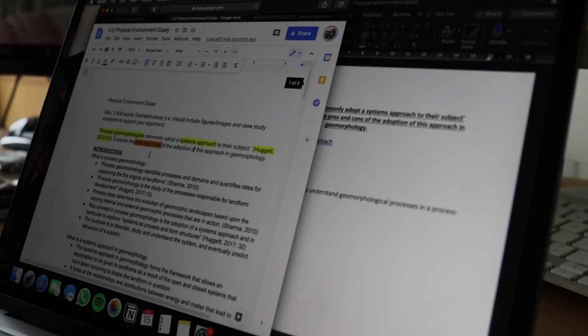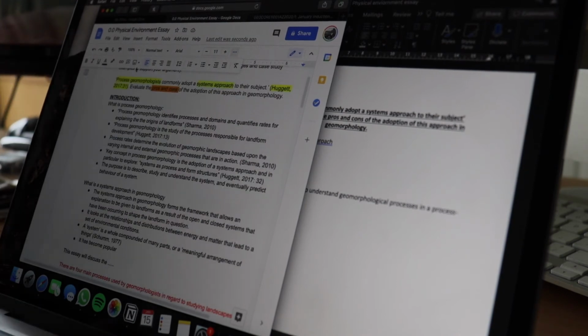So going back to the introduction, what is process geomorphology? Taking the first bit of the question, what is it? What is the question asking about? I need to give the reader a general understanding of the essay, I guess. The approach I take is, yes, you need to have an assumed level of knowledge about the reader, that they know generally what you're going on about. You've still got to explain it in a way that is accessible to everyone.